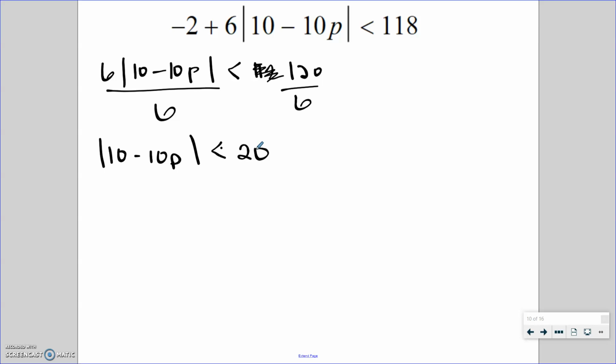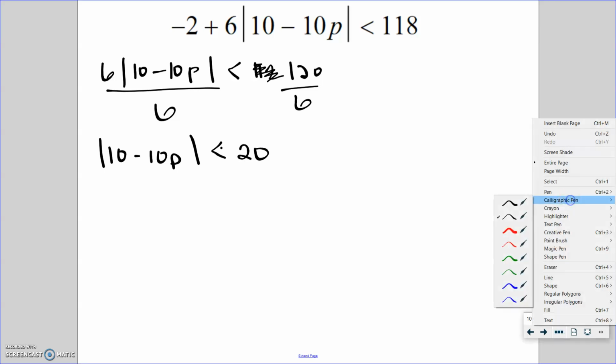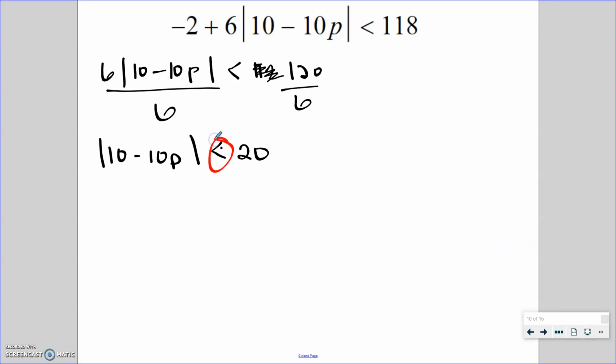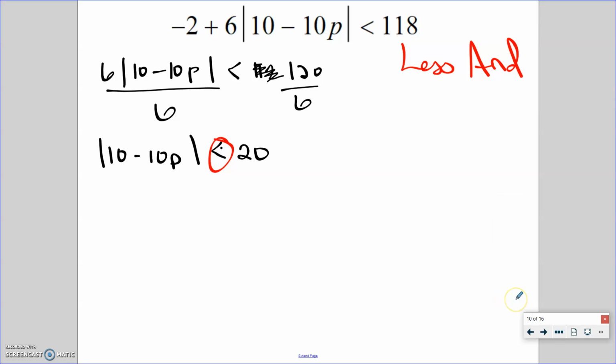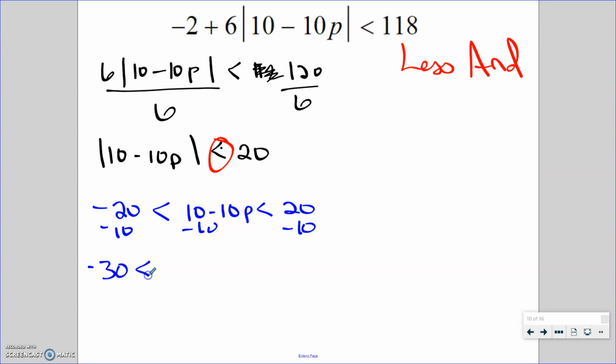And now that we have them isolated, we look at what our sign is. So our sign is a less than sign. So that means we're going to set up an and statement. An and statement means you're in between. Negative 20 is less than 10 minus 10p is less than 20. All right, so subtract 10 all around, and we get negative 30 is less than negative 10p is less than 10.